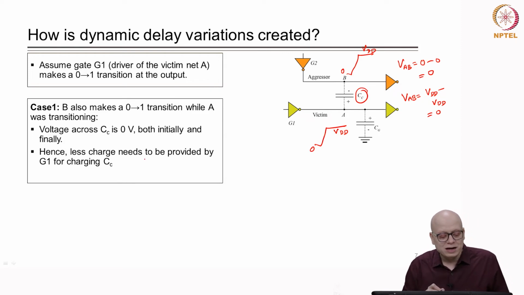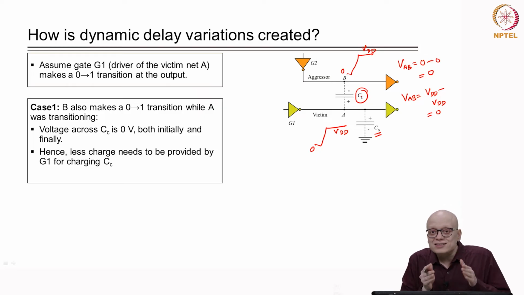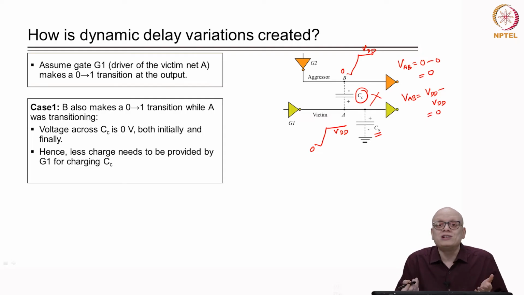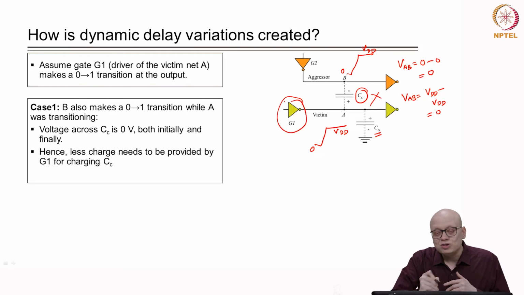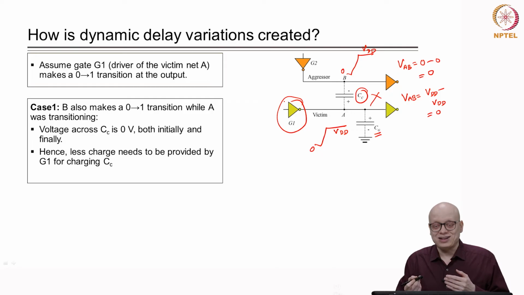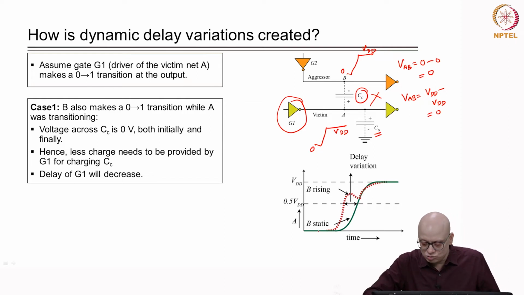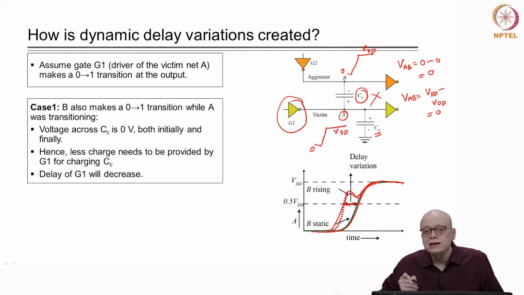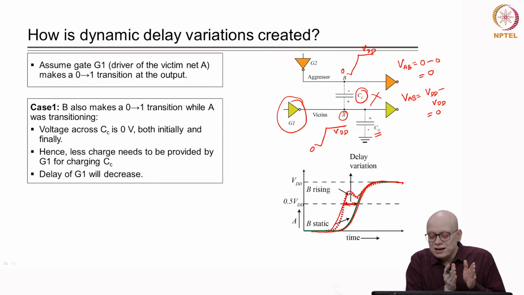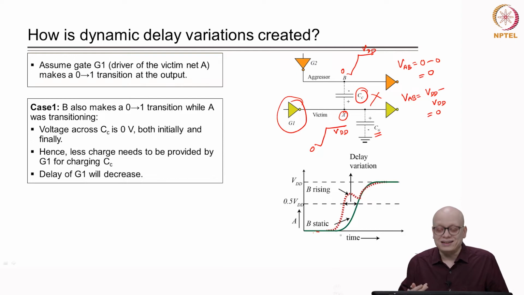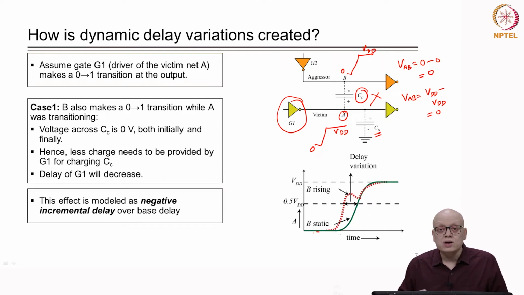Hence, less charge needs to be provided by G1 for charging Cc compared to the base delay. In the base delay, Cg plus Cc was being charged, but when both are transitioning in the same direction, Cc need not be charged because that voltage is not changing. Therefore the driver G1 needs to supply less charge, and the delay of G1 will decrease. In an exact simulation, we will get a waveform like this: initially the victim line A was transitioning like this, and after we incorporate the SI effect, it shows a transition like this. If we take the 50% mark as delay, that shifts towards the left in the time domain, so the delay has actually decreased. This effect is modeled as negative incremental delay over the base delay.